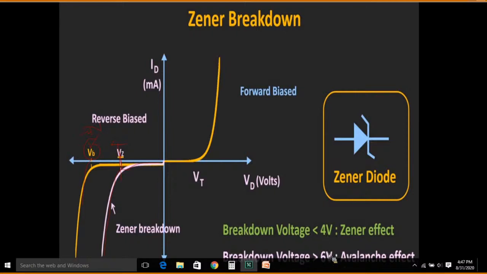If it is less than 6 volts, that is the Zener effect. Greater than 6 volts, we call that avalanche. I hope this is clear. The breakdown mechanism is clear.